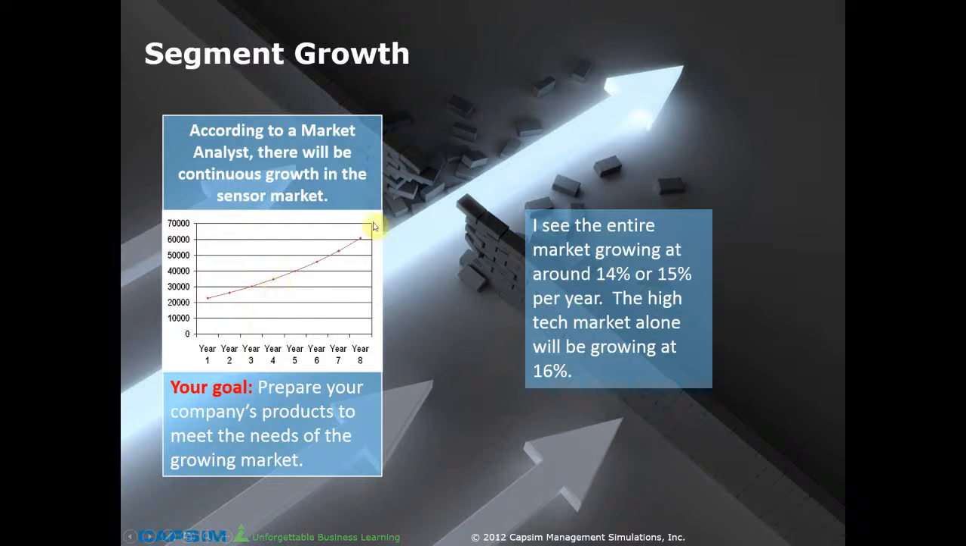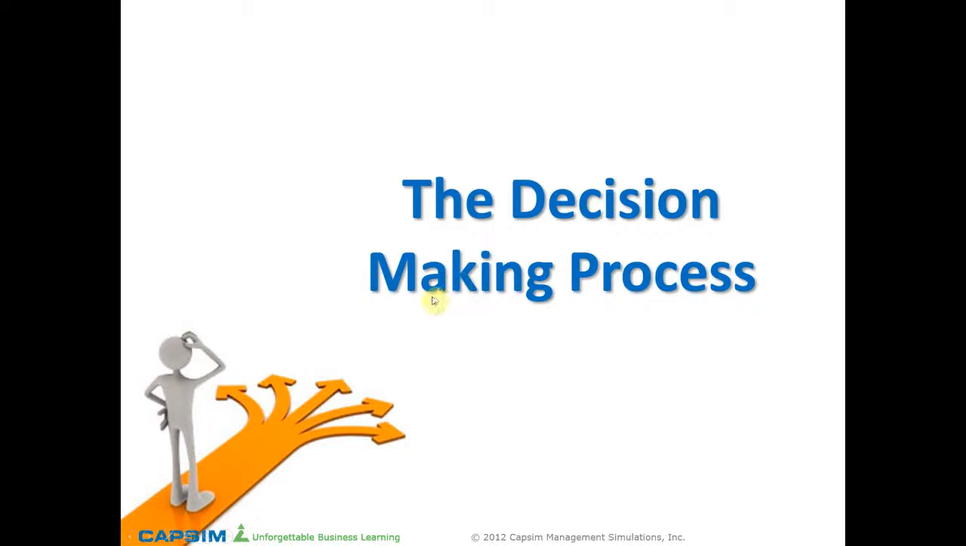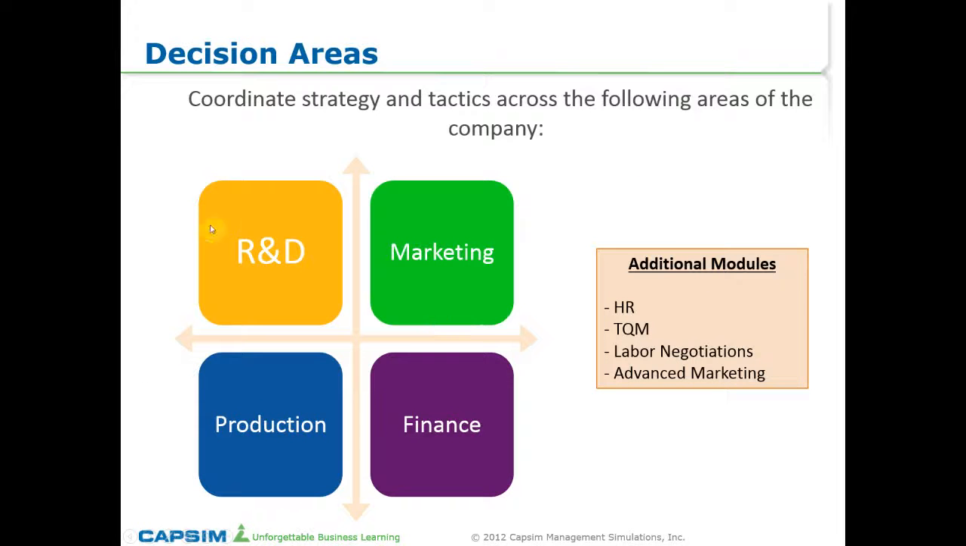These are average. We're going to find that our growth rates may differ a little bit in the game, so you'll want to pay attention. It gives you a forecast every year, as to what they anticipate the demand will be for the next year. So the decision-making process: we get to make decisions in these areas, and you've got to coordinate it.